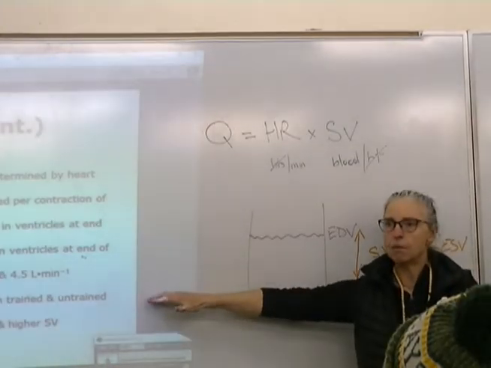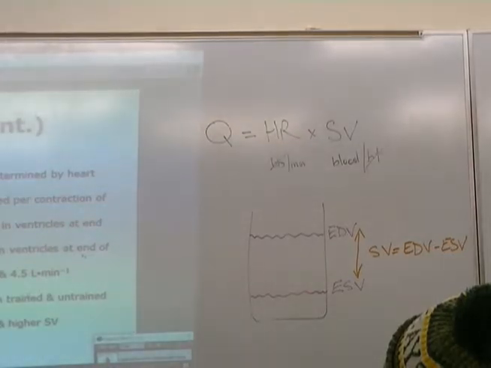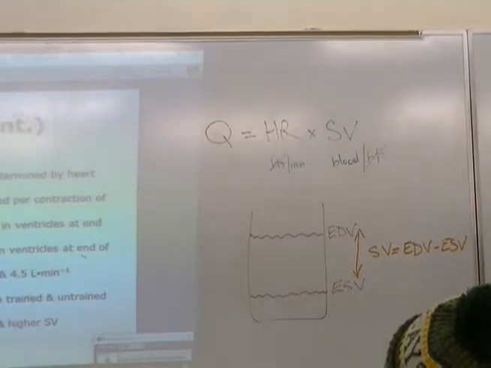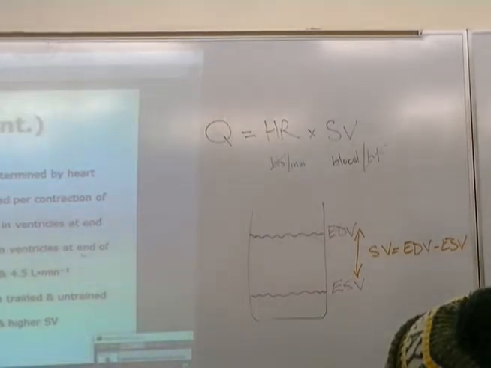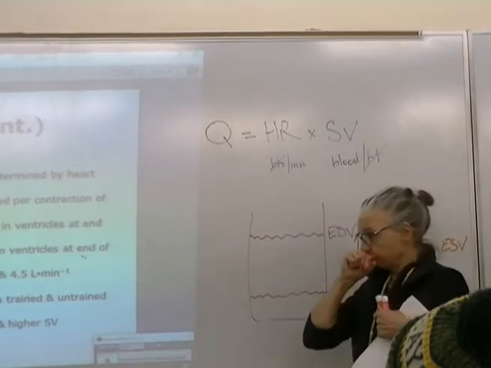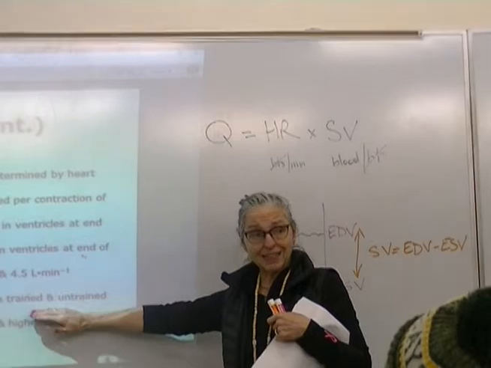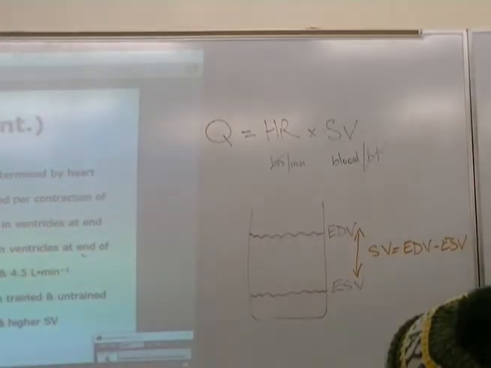So how much oxygen, how much carbohydrate, how much fat my muscles need to do very little work is the same whether I'm trained or I'm not trained. Right? So, having said that, here's where the difference is.